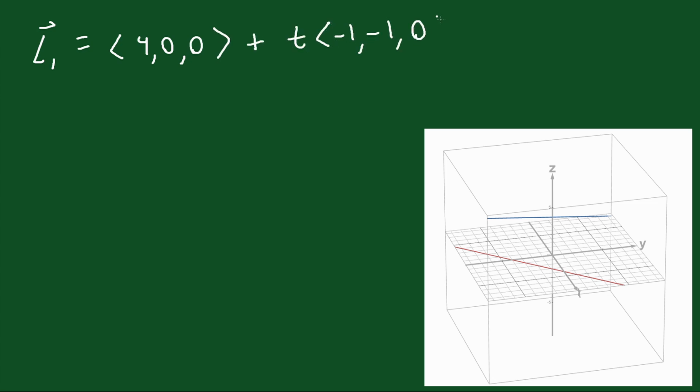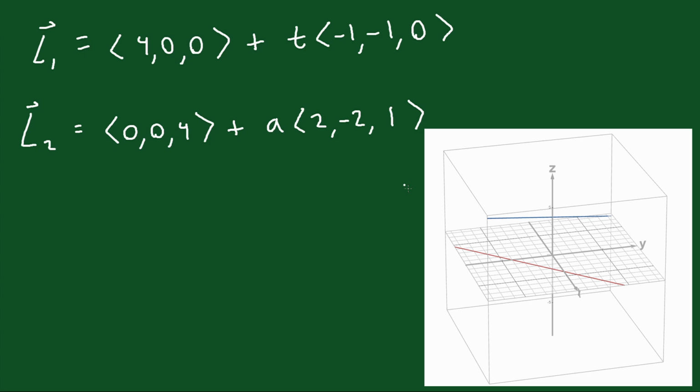So let's say you have two lines just like this. You have this red line and you have this blue line. I have the equations for each of these lines. The first line I'll call line 1. This is my red line. It has the equation (4, 0, 0) plus t times (-1, -1, 0). Again, this is my red line here. Then I have my line 2, which is my blue line. And this line has the equation (0, 0, 4) plus a times (2, -2, 1).